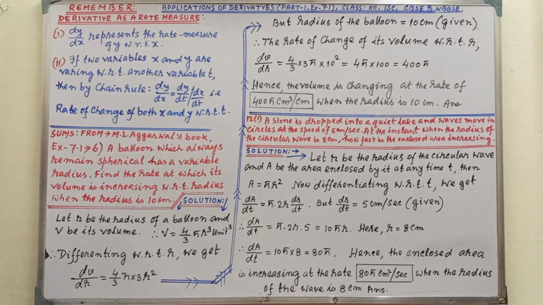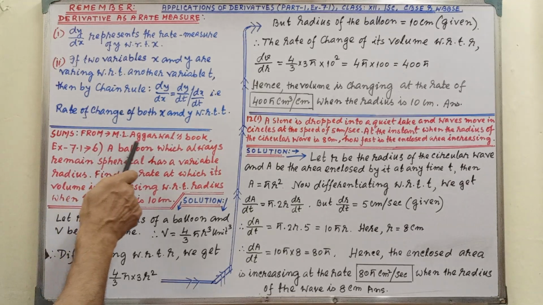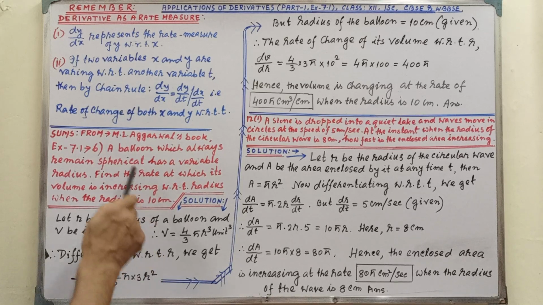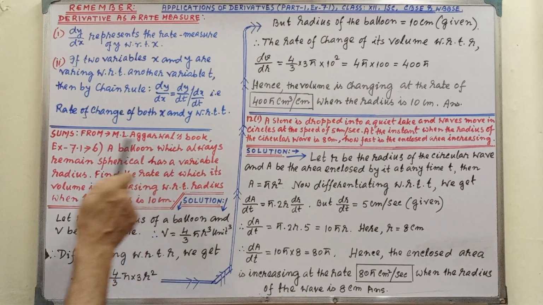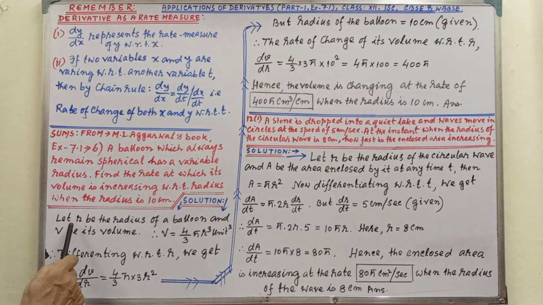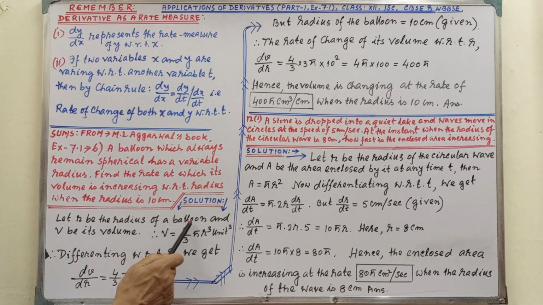Now pay your attention on the sums given from Abel Agarwal's book, exercise 7.1, sum number 6. Sum you will get in a book, and here also it is written clearly. A balloon which always remains spherical has a variable radius. Solution: let r be the radius of the balloon and V be its volume.